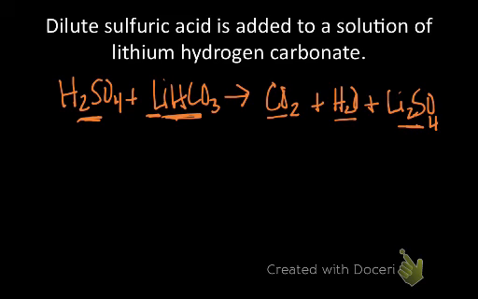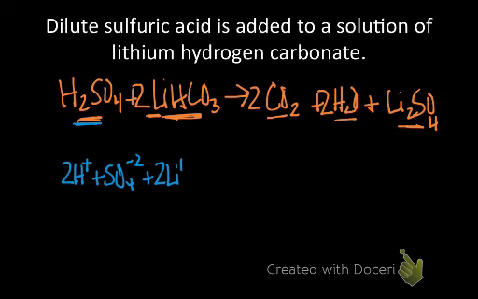We're going to balance this one. So we need a 2 in front of the lithium hydrogen carbonate, a 2 in front of the CO2, and another 2 in front of the H2O. Next step, go through and look at what forms ions. So our H2SO4 is a strong acid. So we have 2H plus SO4 minus 2. The lithium hydrogen carbonate is also in solution, so that's going to split up. So we have 2 Li plus 2 HCO3 minus.